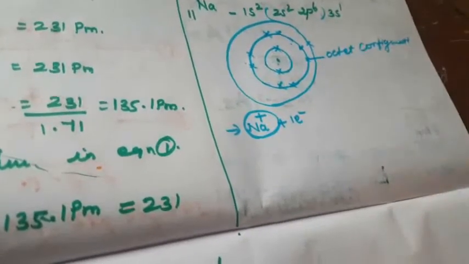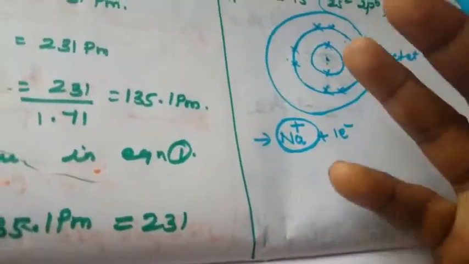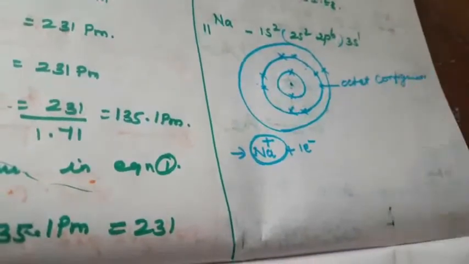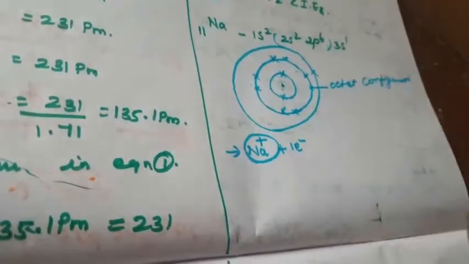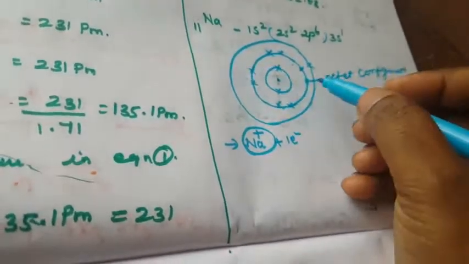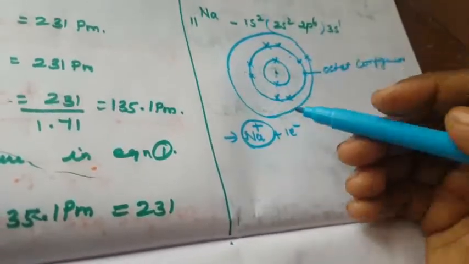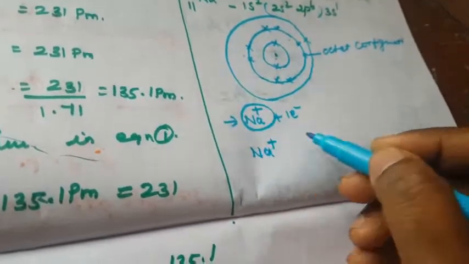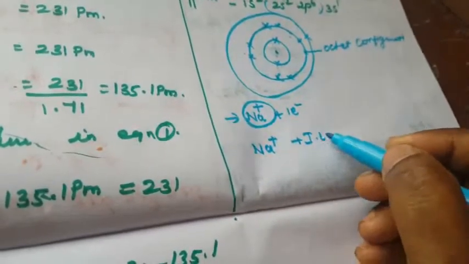To remove an electron from a normal atom versus a normal positive ion, we need more energy to remove the electron. Okay, so that is another one. So this is the way you are writing. We need more energy, that is Na plus, that is ionization energy 2.